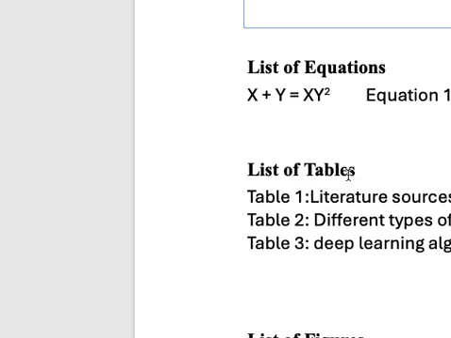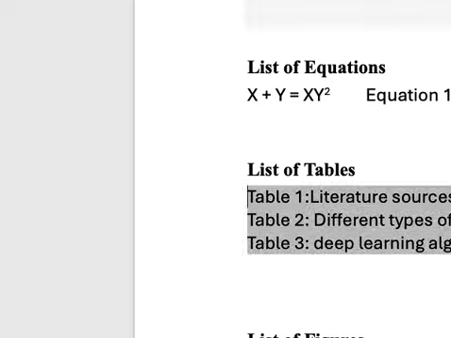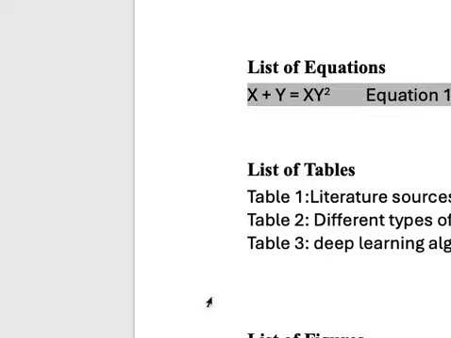List of tables. Oh, we have to update this one, not this. You just right click there and then update field. Update page numbers only, update entire table. Click OK. So it is updated now. So you right click there, update field. Okay, so it updates.